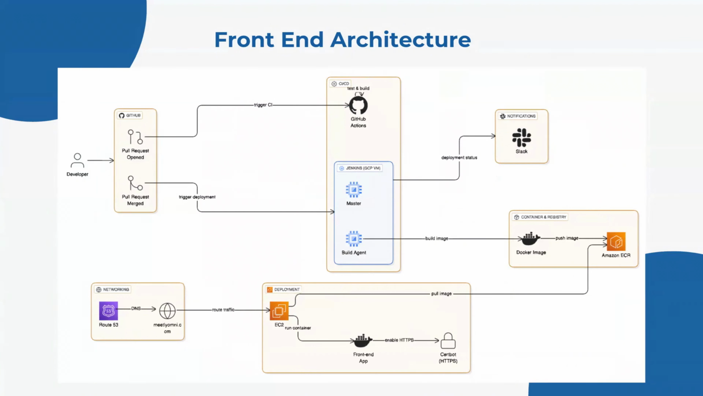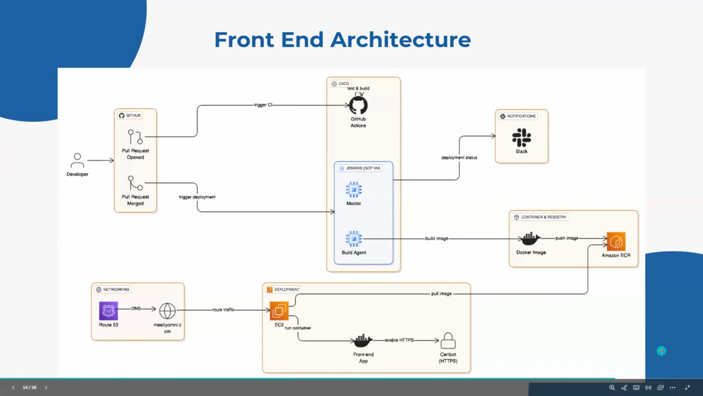So let me first start with our front-end architecture. Our deployment process begins in GitHub. When a pull request is opened, GitHub Actions runs our tests and builds the front-end. Once that pull request is merged, it triggers a Jenkins workflow running on a GCP virtual machine. From there, Jenkins builds the Docker image for our front-end. The image is pushed to Amazon ECR, and an EC2 instance then pulls the latest image and runs it as a container to serve the front-end application.